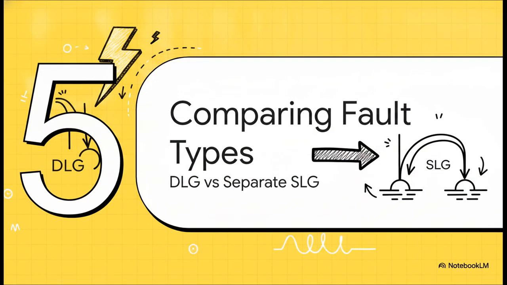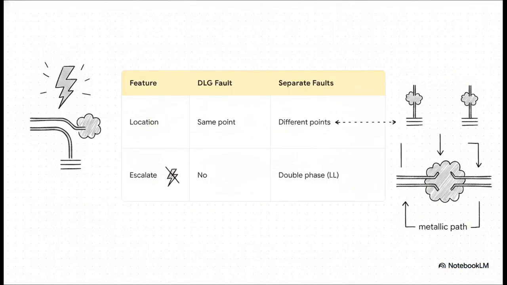Section 5, comparing the fault types. Let's place these concepts side by side to make sure this distinction is crystal clear. And this brilliantly illustrates the core differences. Physically, a DLG fault happens at the exact same location, while separate faults are, well, physically divided. Electrically, a DLG is an immediate, localized, phase-to-phase short. Separate faults, on the other hand, act independently to ground, unless, of course, a metallic path bridges them, escalating them into that severe line-to-line fault we just talked about. Understanding this difference is literally essential for designing proper system protection protocols.